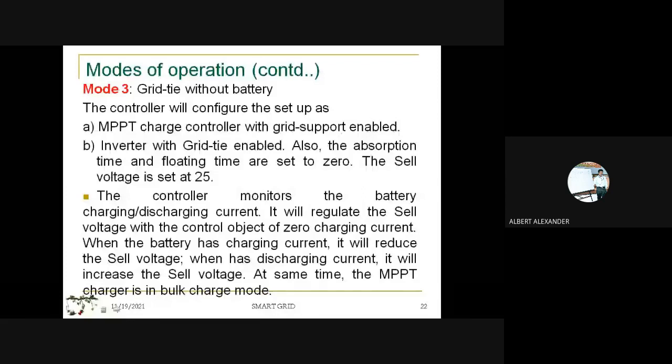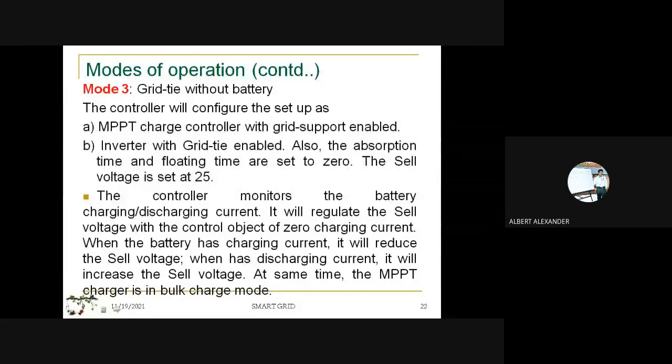Okay. So now we can understand that even without the battery, my controller will monitor whether the battery is charging or discharging. So we can regulate the voltage and control the charging current. When the battery has a charging current, here we are going to establish the reference of the current, not voltage.